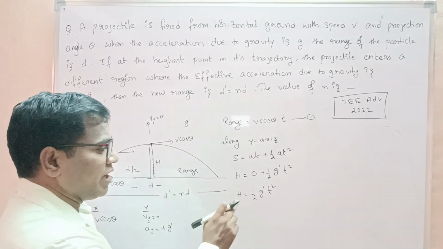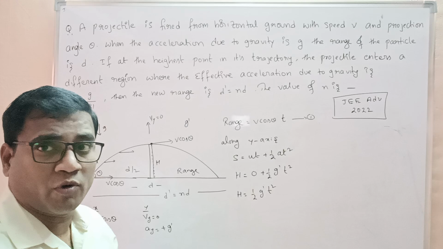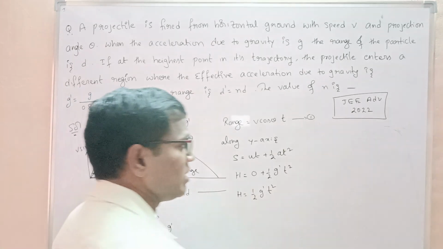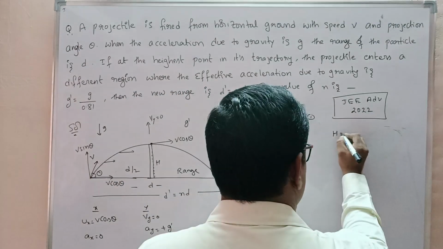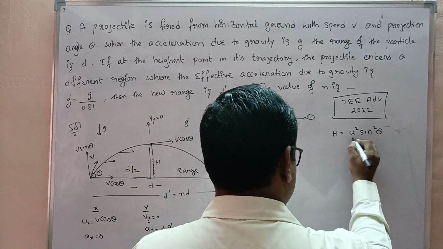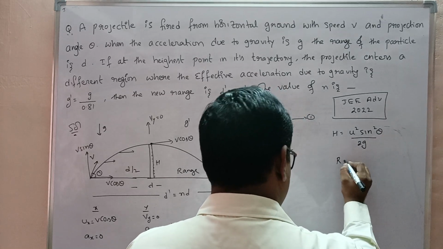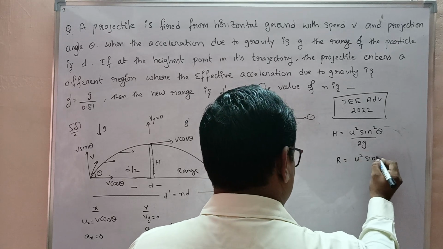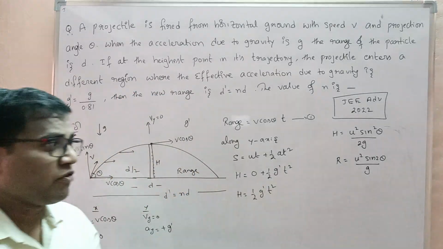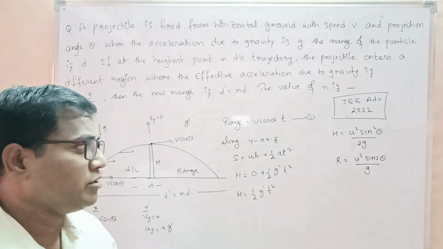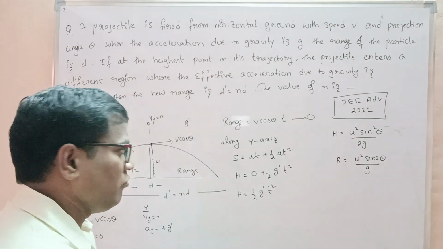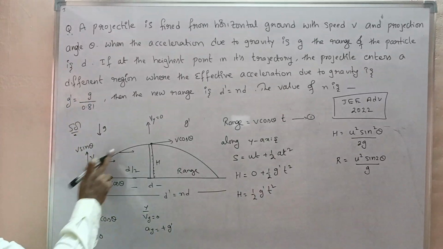One thing: in order to solve projectile motion problems, we have to know the horizontal range and the maximum height. We know the formulas. Maximum height h is equal to u square sin square theta by 2g, and range is equal to u square sin 2 theta by g. Now we know that the body is projected with some velocity v.